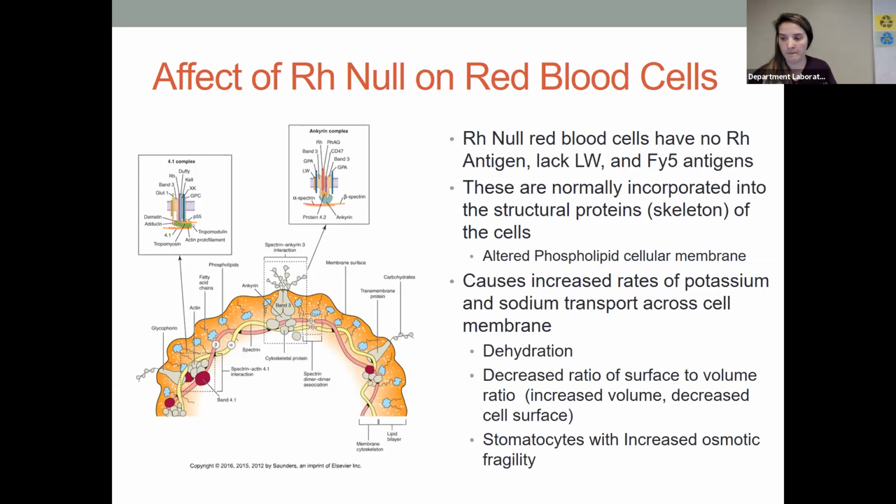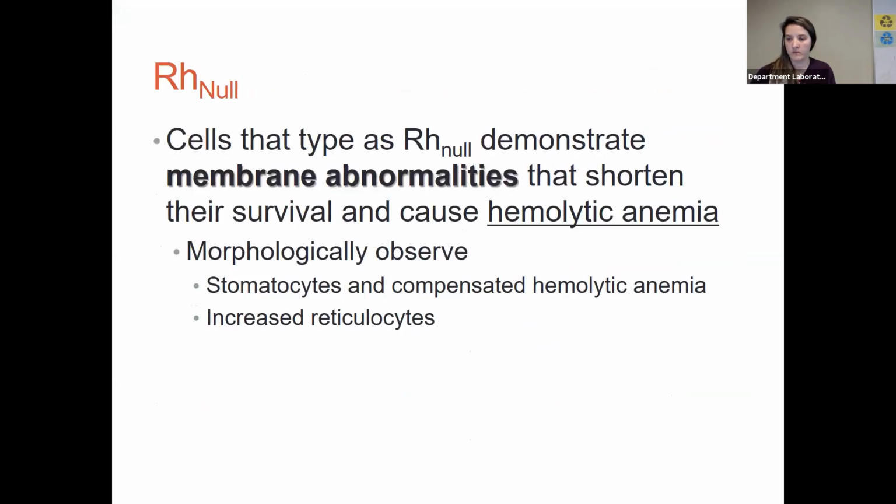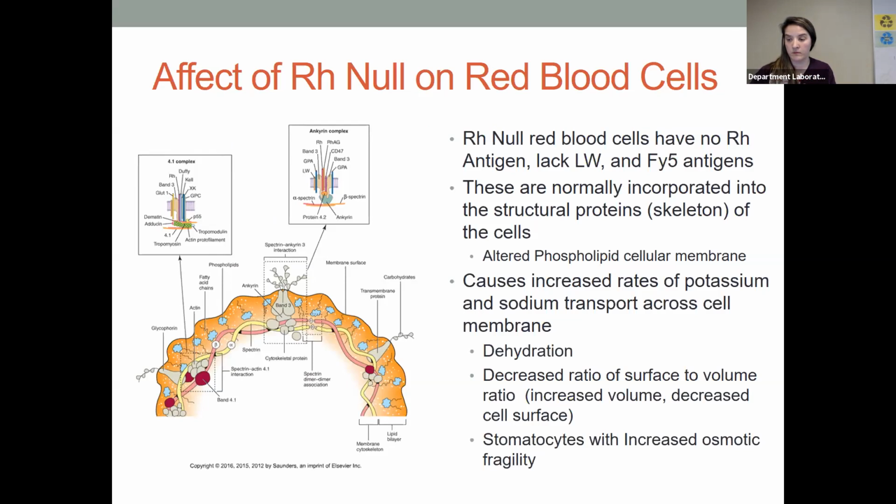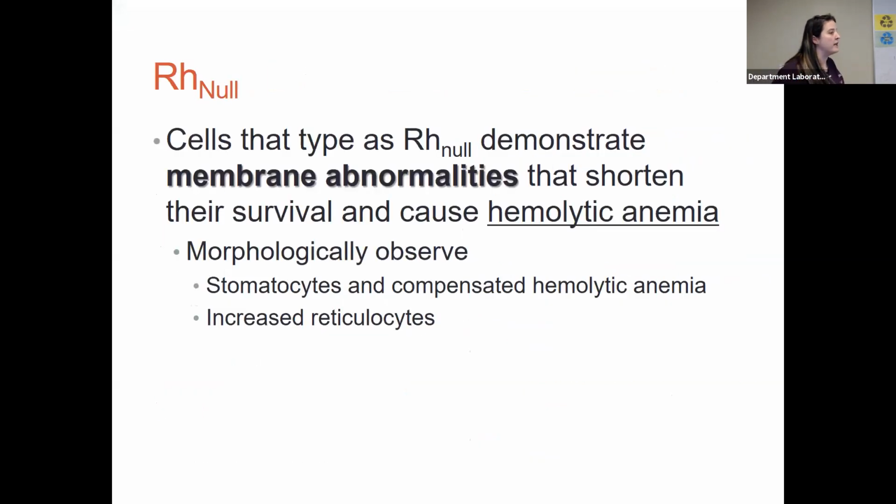So can you have Bombay and Rh null? I have never seen a documented case of that, but not to say that it can't happen. So this would cause a hemolytic anemia in your patient. So you're going to see all of those symptoms: decreased haptoglobin, increased retics, increased bilirubin, LD. Right, so you'll see all the symptoms of hemolytic anemia.